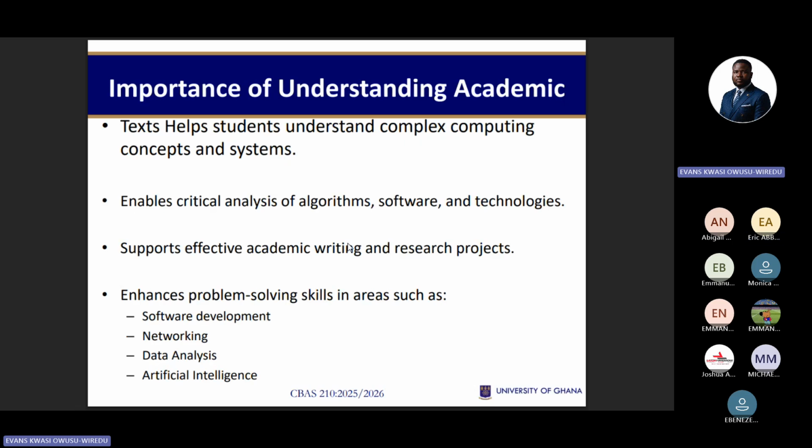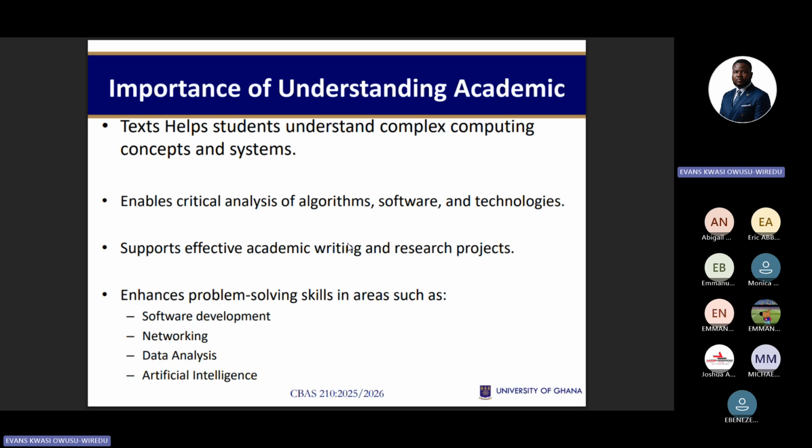I wanted to go into details on so many things, but I realized that these ones are just sharp, and we've done it, so there's no need to repeat. If you need something more in-depth, more extensive than what I'm doing, because I'm already doing extensive teachings or tutoring on these things. Importance of understanding academic text: it helps students understand complex computing concepts and systems, right?